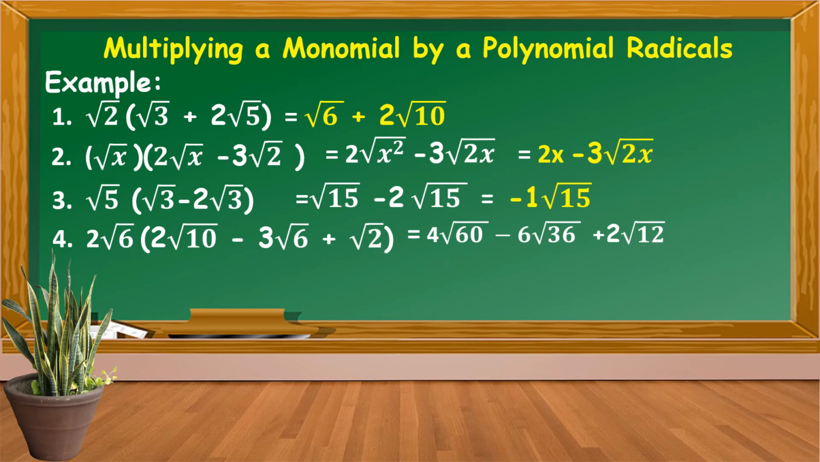So, may ano na tayo? May ganito na. Ngayon, we will look for, we all know that this 60, may factor siya na perfect square. And 36 is a perfect square. 12, may factor siya na perfect square. So, we are going to simplify. So, we have 4, the factors of 60 wherein one factor is a perfect square is 4 times 15. 4 times 15 is 60.